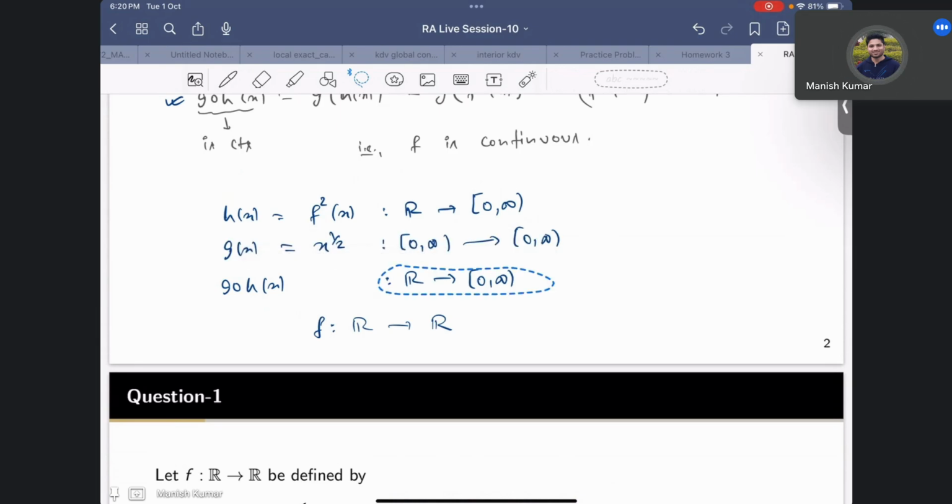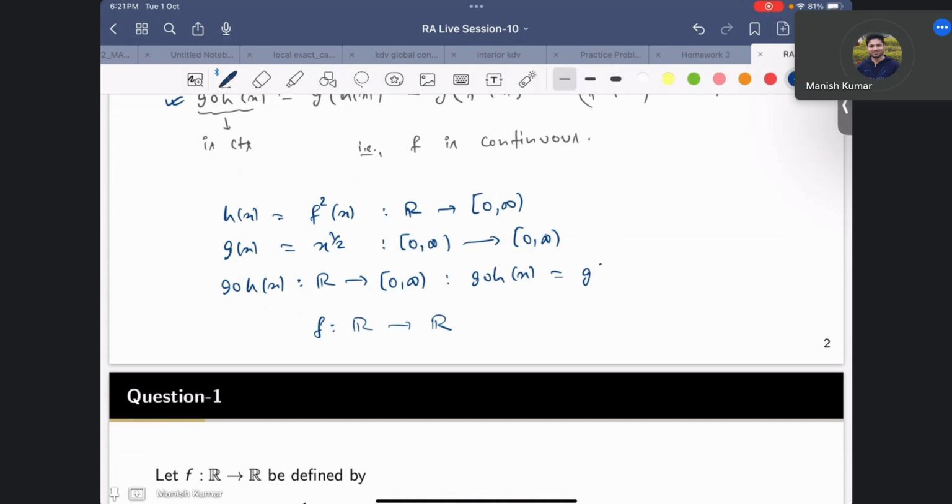So this is from R to 0 infinity, okay, such that g composed h of x, if I evaluate it, is going to be g of h of x, which is g of f square, and this is f of x. Okay, so this function g composed h matches with f, but its domain, codomain, is going to be 0 infinity.